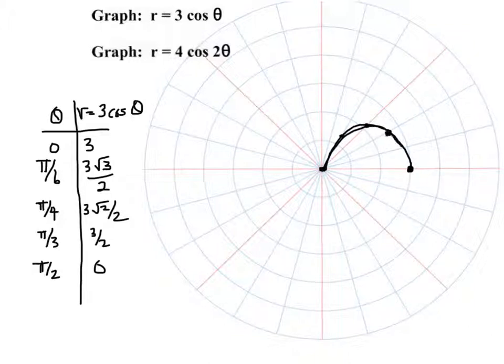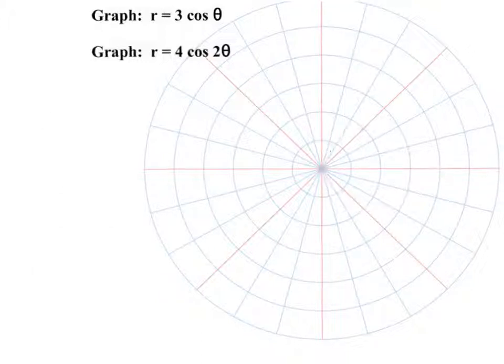Now if you continued this, what would happen is it would just come back around, and it actually is a circle centered at 1.5, like that. That's it. The weird thing about this is it only takes from 0 to pi to finish, and if you continue, then it would just retrace itself. Let's do 4 cosine 2 theta on the next slide.